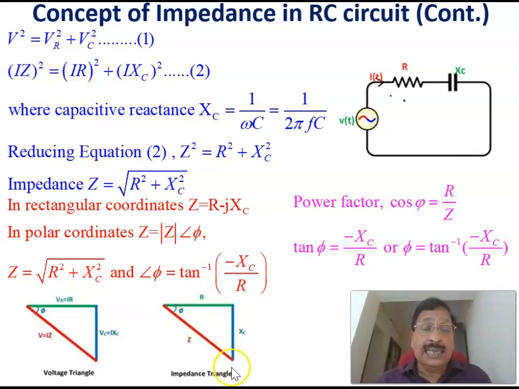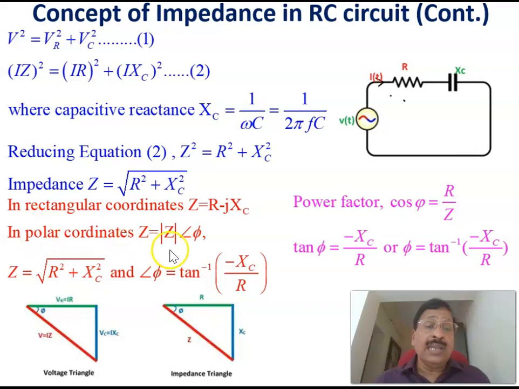Here, see, XC is in this direction. Previously, XL was upward. Here, minus j is there because it is actually a rotation in the clockwise direction. That is why minus j comes. If the rotation of the vector is in the anti-clockwise direction, it becomes plus j. Therefore, Z equals R minus jXC is the total impedance Z, the representation of the impedance in rectangular coordinates.